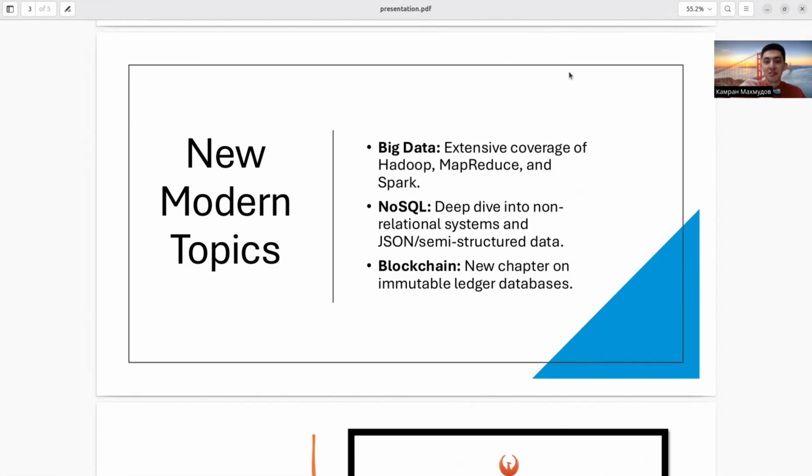It also gives you guidance on how to handle semi-structured data like JSON, which most mobile apps use today. And what was surprising, a blockchain chapter was added as well. For the sake of security and privacy, the blockchain part teaches Uzbek programmers, and programmers all around the world, how to build a non-changeable database, a database that will not be hacked. So that is very important.